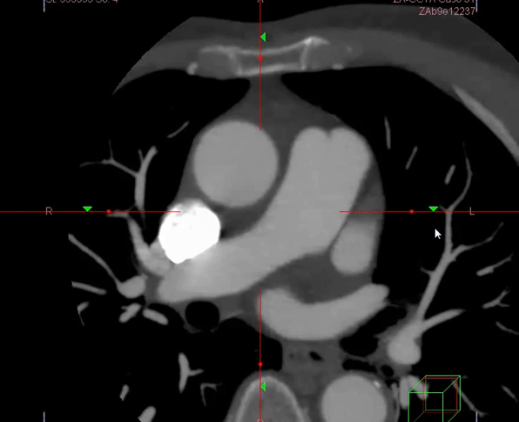This is CCTA Case 31. The history is a 66-year-old woman who has had some chest pain in the past but also has a history of atrial fibrillation. She is undergoing pre-operative assessment for possible pulmonary vein ablation therapy.